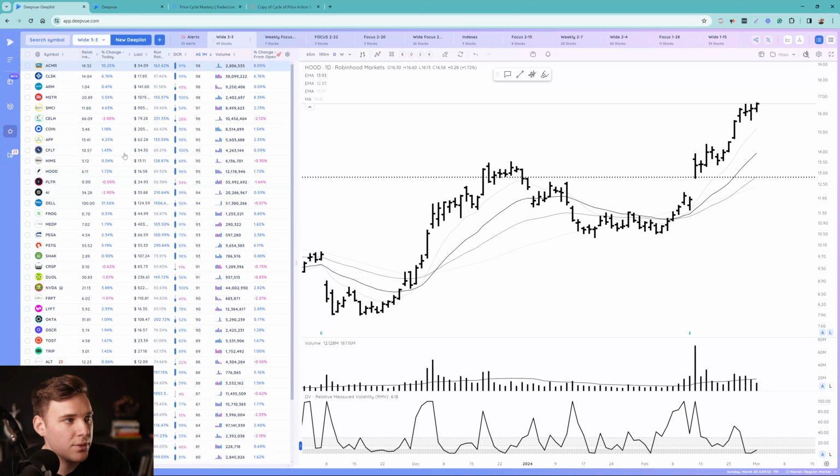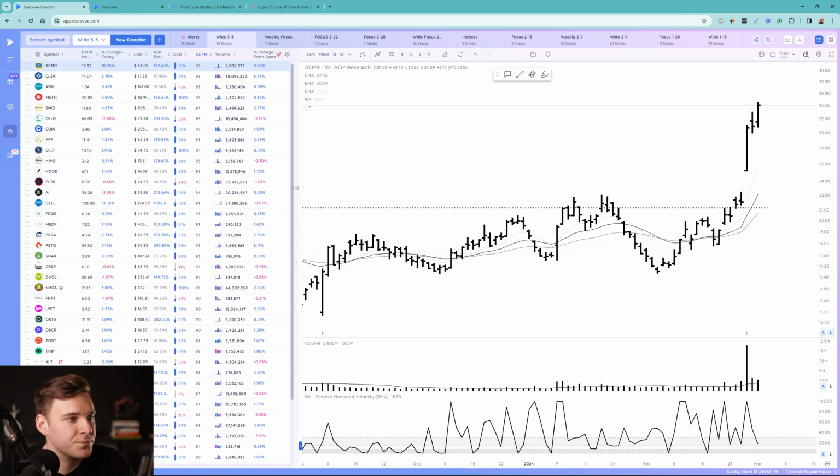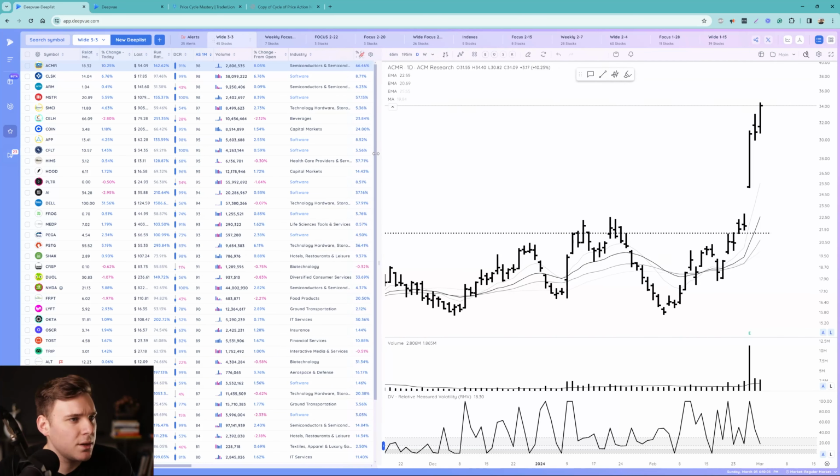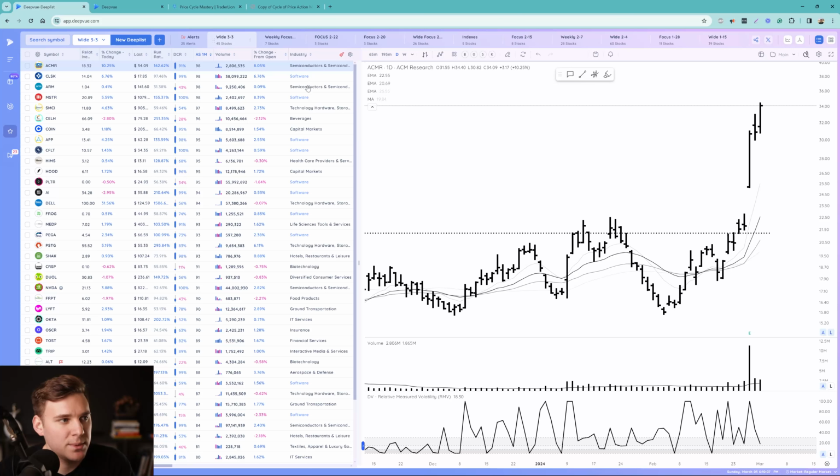So starting with the top, we've got ACMR. Let's load that up and let's open this up just to show a little bit more chart. This is a semi-related name. And actually, let me go ahead and open it up to here just so you can see the theme that it's a part of. And again, you can see the leading themes that I'm focused on. Insurance also has been one that isn't a traditional growth area, but those stocks have been acting well. Financial services as well. But yeah, that's just an aside.